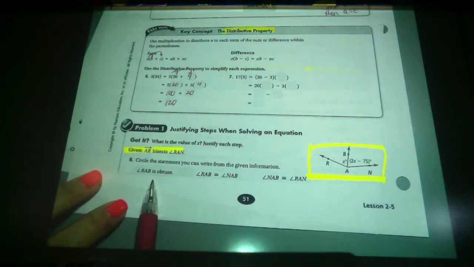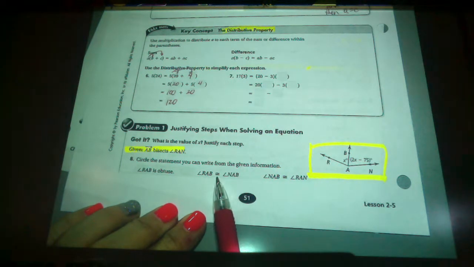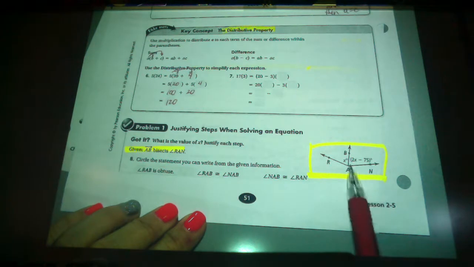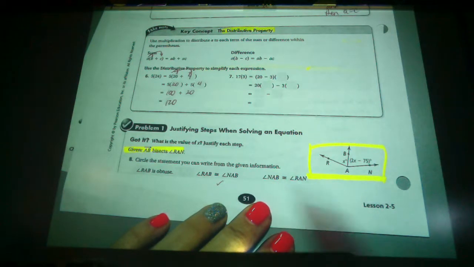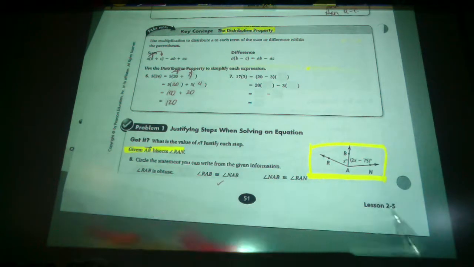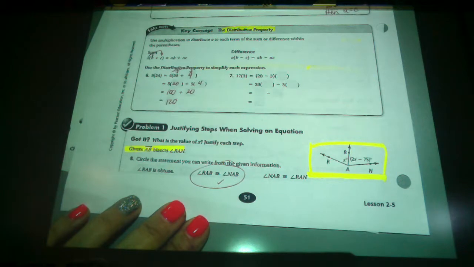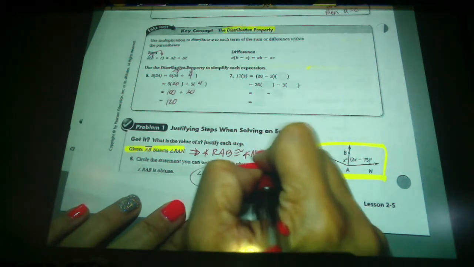So do we conclude that angle RAB is obtuse from that information? Yes or no? Nope. Do we conclude that angle RAB, here's RAB, is congruent to NAB? Is that what we conclude? Yes, so this is a possibility. Let's look at this one. NAB is congruent to angle RAN. Is that true? No, because that's the whole angle. So this is the one that we're going to conclude from that. So directly from this, I'm going to make the conclusion that angle RAB is congruent to angle NAB.